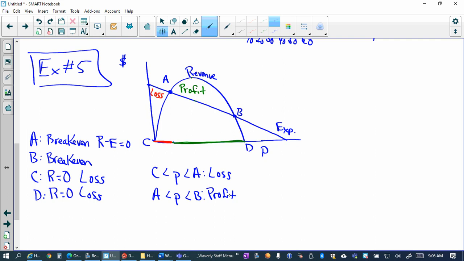And what about when the price is set greater than D? What if price is greater than where point D is? Huh? We got another loss, don't we? So this is loss out here. Okay? That makes sense? So you guys remember domain? Domain is all the X values. Domain always runs this way. So if our domain is between C and A, it's a loss. The domain is between A and B, profit. The domain is greater than B, we have another loss. Okay?